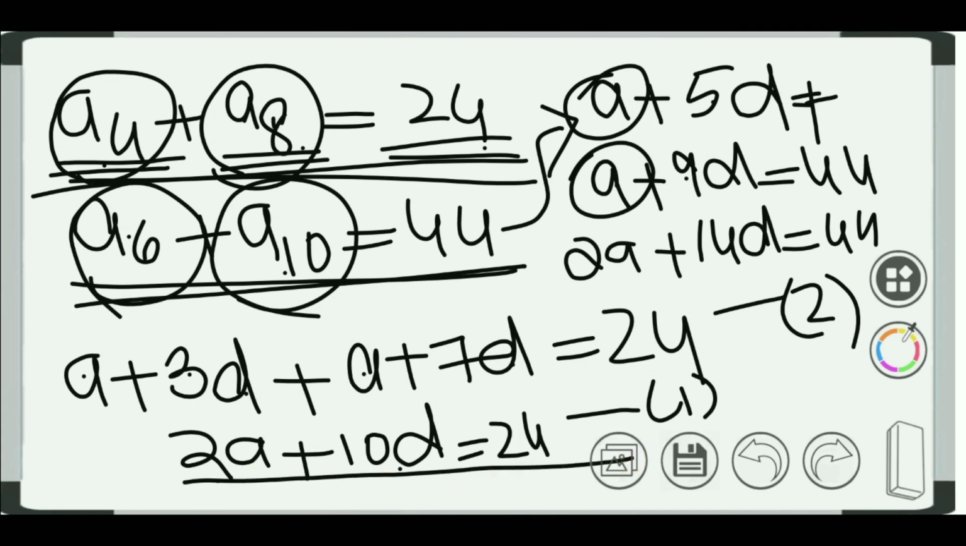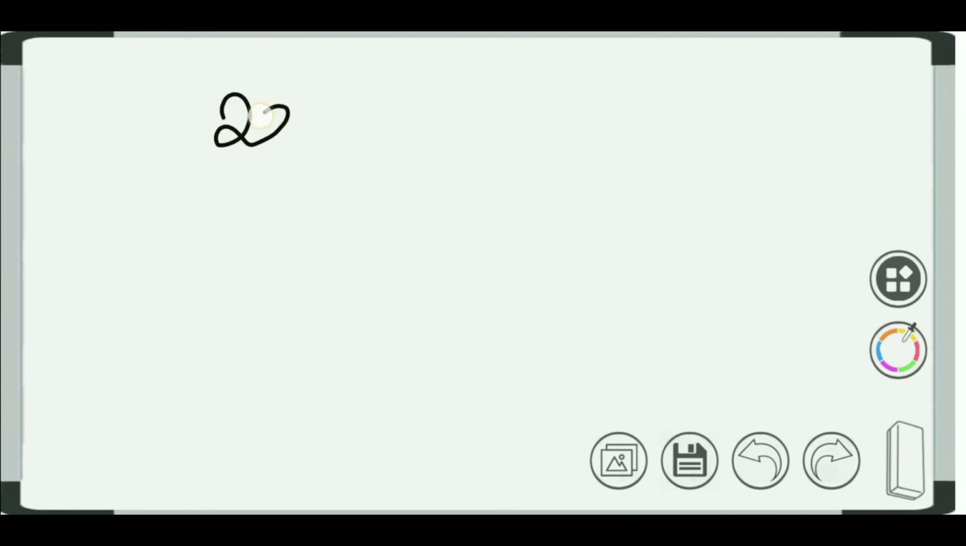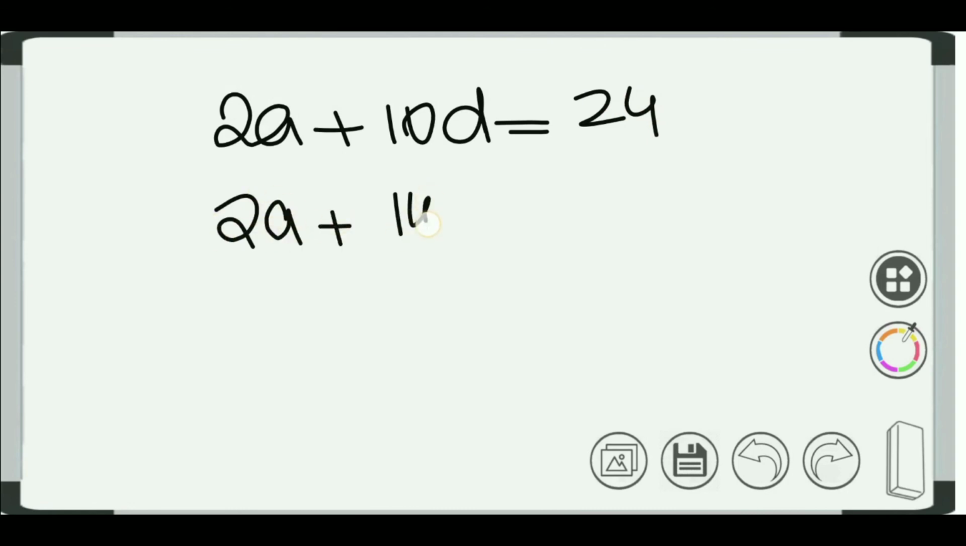2A plus 10D is equal to 24 and 2A plus 14D is equal to 44. Now you can solve it by elimination method. See, your first one is 2A plus 10D equal to 24. Second one is 2A plus 14D equal to 44.